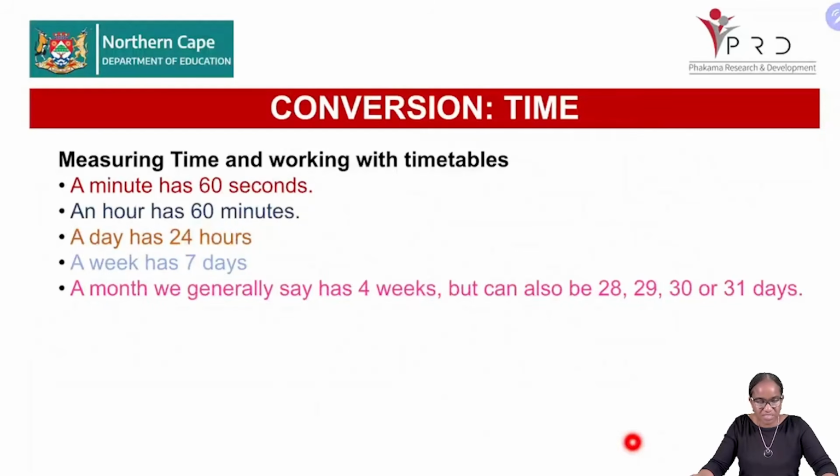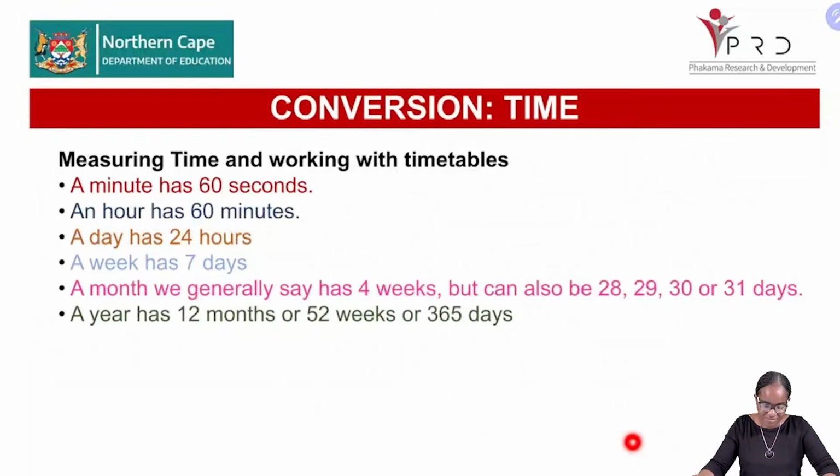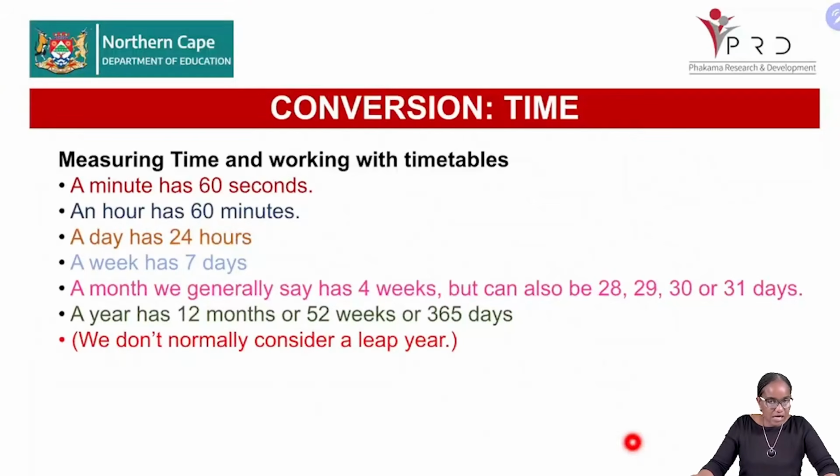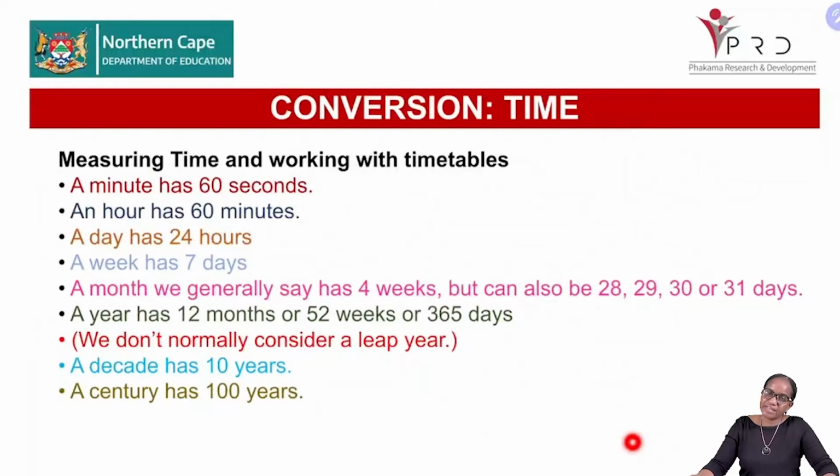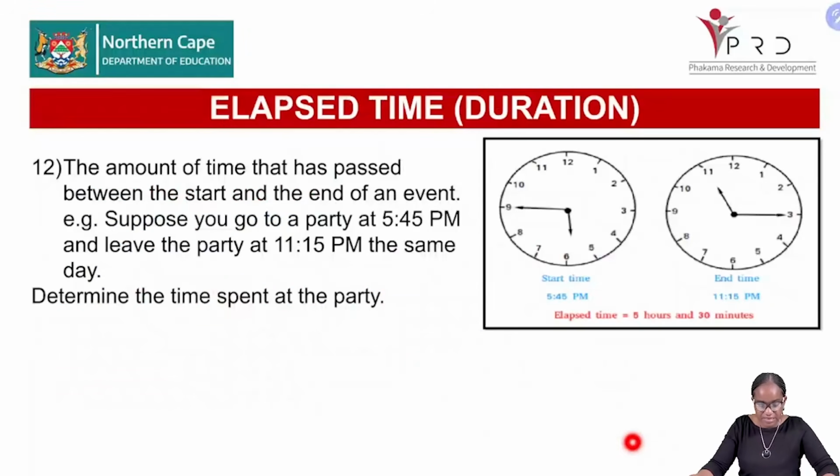We have months with 28 or 29 days, depending on the type of year. We know if it's a leap year, February has 29. If it's a normal year, February has 28 days. The rest of the months are 30 or 31 days. And then a year has 12 months, 52 weeks or 365 days, except on a leap year, when we have 366 days. Then we have a decade made up of 10 years, and a century made up of 100 years, right?